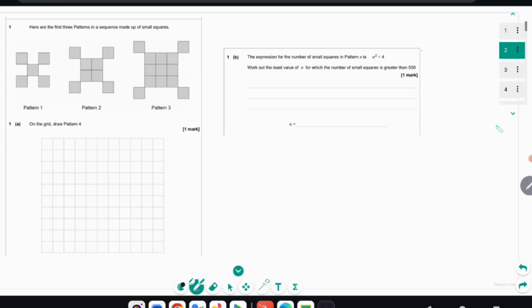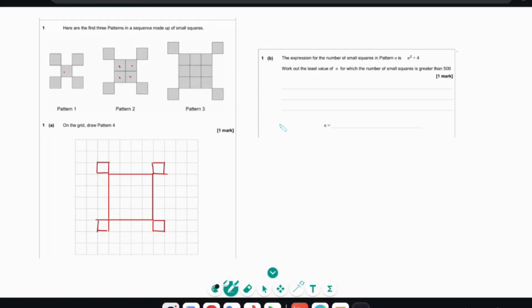Here are the first three patterns in a sequence made up of small squares. On the grid, draw pattern 4. Okay, so pattern 1 is made up of one square in the middle, 2 by 2, 3 by 3. So we need a 4 by 4 square in the middle. And with 4 squares around the edge. Well, not around the edge, on each corner.